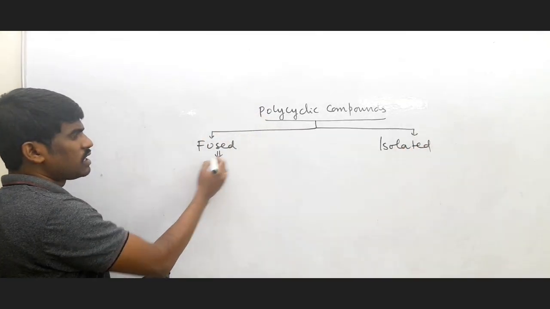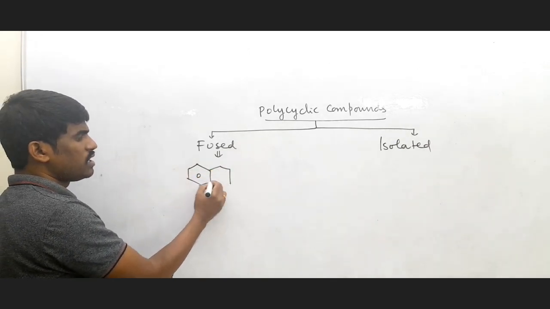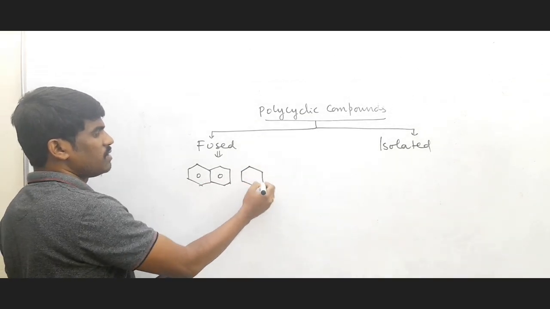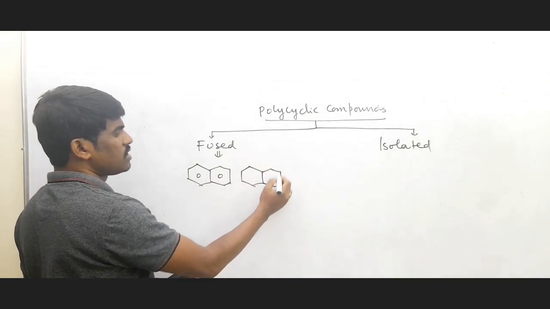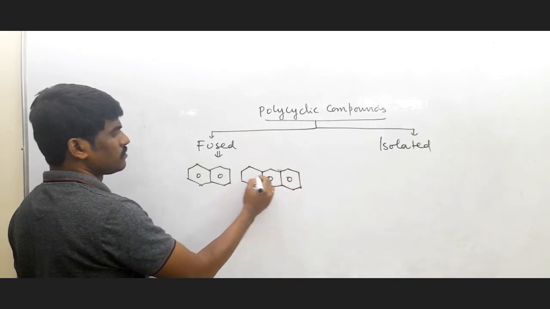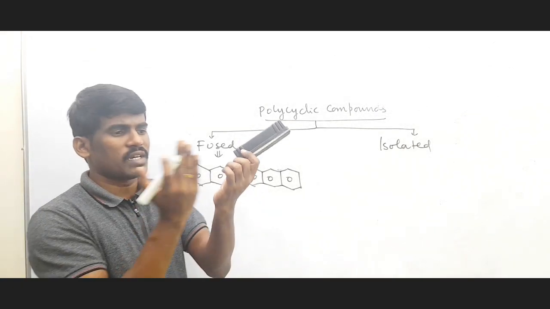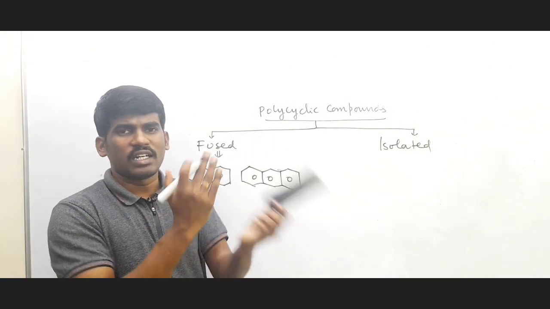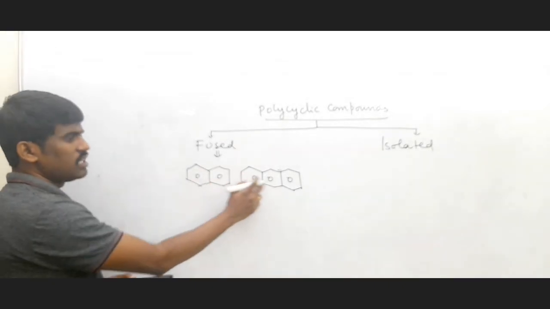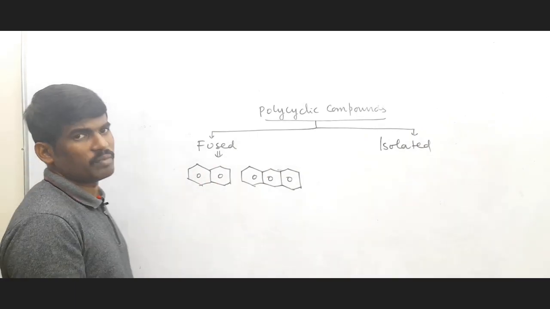Fused polycyclic compounds, I have already given examples. Two benzene rings are fused: this is naphthalene. If three benzene rings are fused, that is said to be anthracene. First one is naphthalene and another one is anthracene. Fused means one ring must be combined with another ring. Here two rings are fused, naphthalene. Three rings are fused, anthracene. We have already seen examples. Both of these are examples of aromatic compounds.